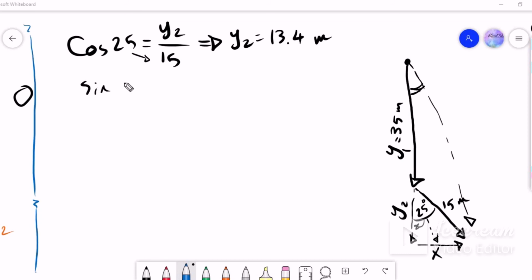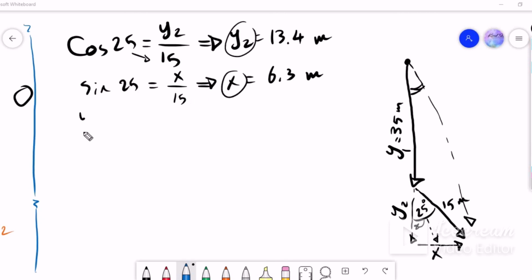By the same way, sine 25 equals x divided by hypotenuse 15. Now x equals sine 25 times 15, 6.3 meters. Okay, that is y2, and that is x. Now y equals y1 plus y2. Now 35 plus 13.4 equals 48.4 meters. That is y.